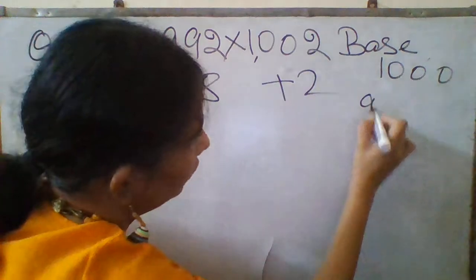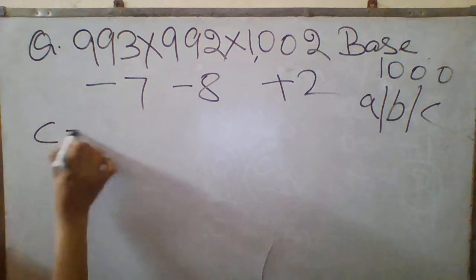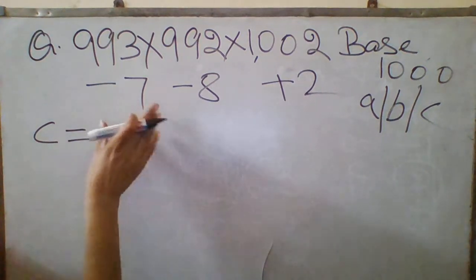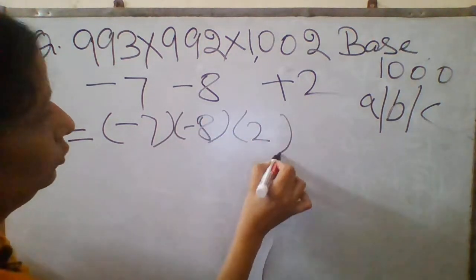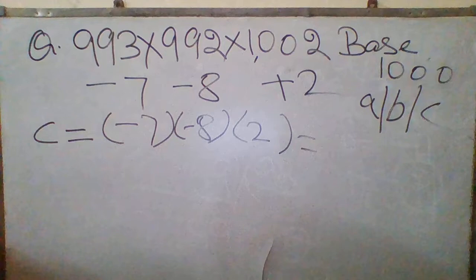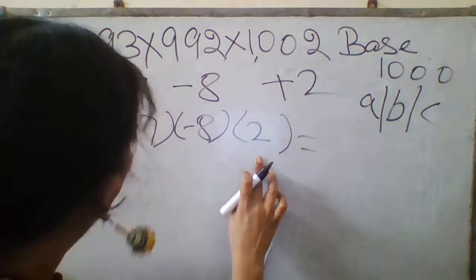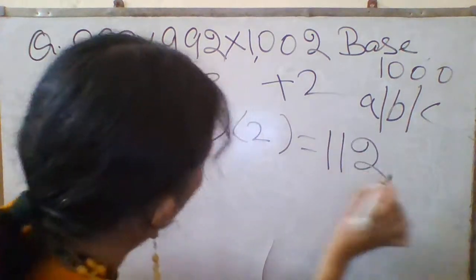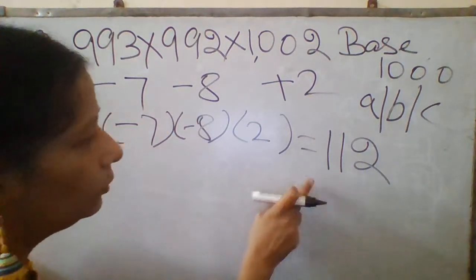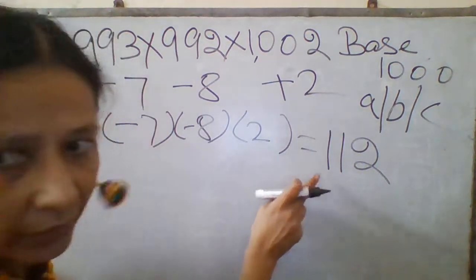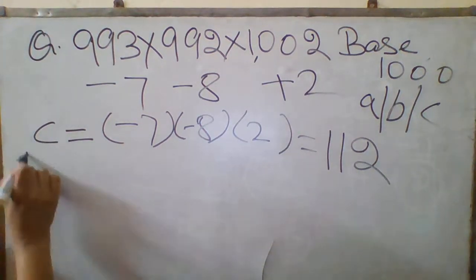So first you have to find out the value of A, B and C, and to find out the value of C you will multiply all these terms. Minus 7 into minus 8 into plus 2, then 7 8s are 56, then when you solve it, here you will get 112. Why? Because minus into minus will be plus, so you will get a positive value. Now you have to find out the value of B.